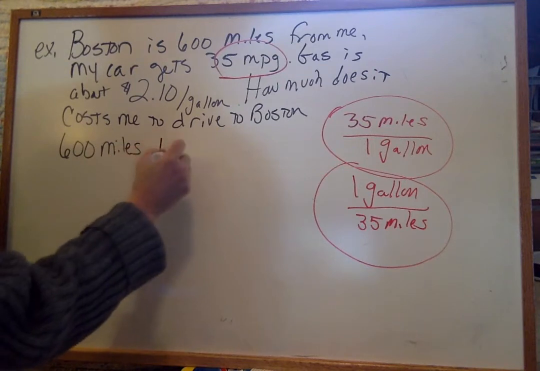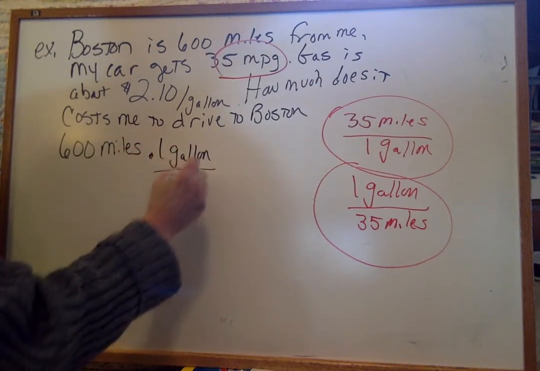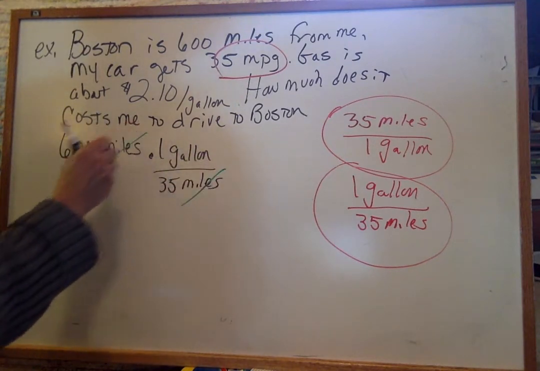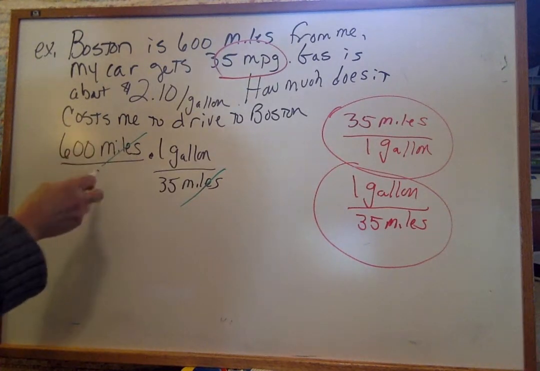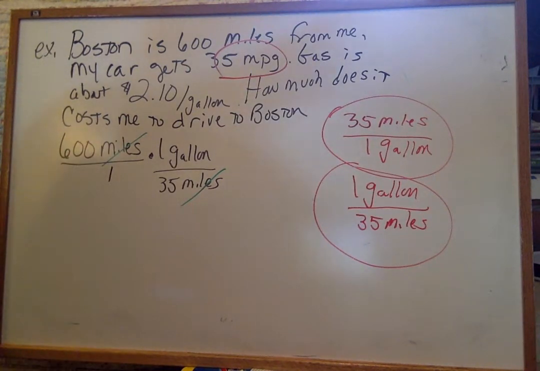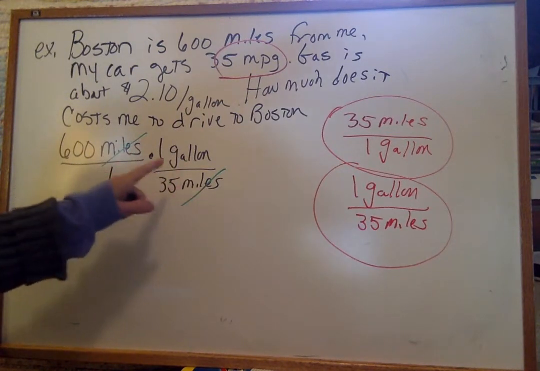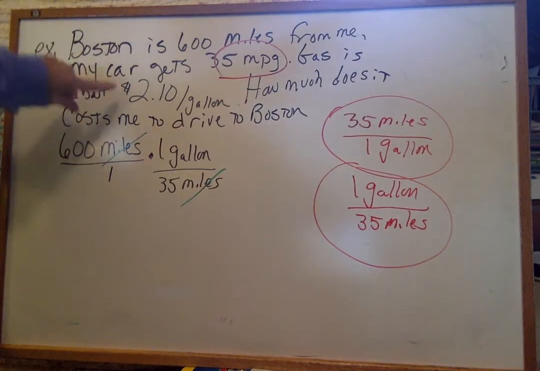Times 1 gallon gives me 35 miles. Then my miles cancel, because if you don't like that I didn't have a denominator, you could just put that over just 1 if you want, right? My miles cancel, so that makes sense. I now have the unit of gallon, but I didn't ask you how many gallons it's going to take me. I asked how much it's going to cost me.